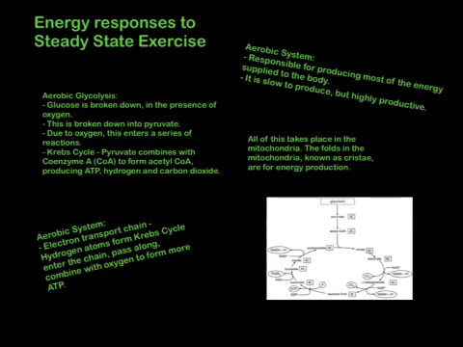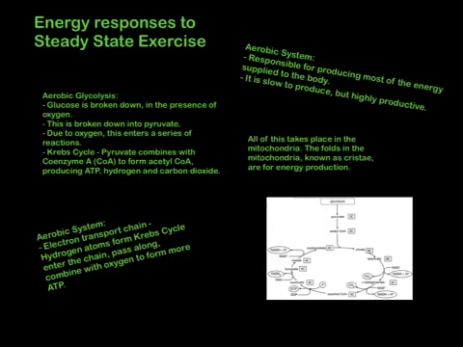Aerobic glycolysis is when glucose is broken down in the presence of oxygen. This is broken down into pyruvate. Due to oxygen, this enters a series of reactions known as the Krebs cycle. Pyruvate combines with coenzyme A, known as CoA, to form acetyl-coenzyme A, producing ATP, hydrogen and carbon dioxide.